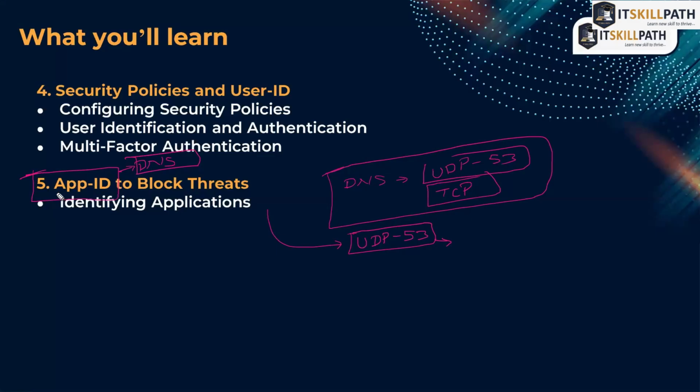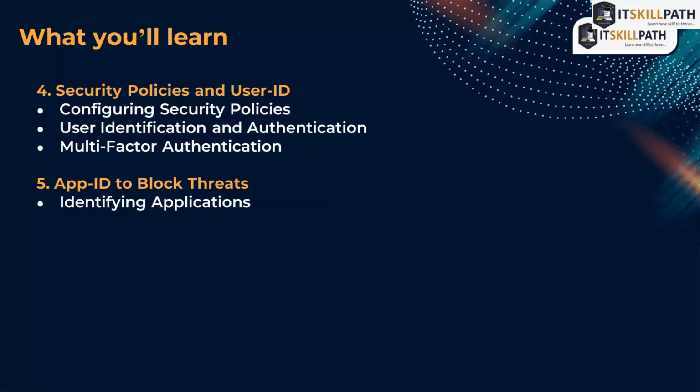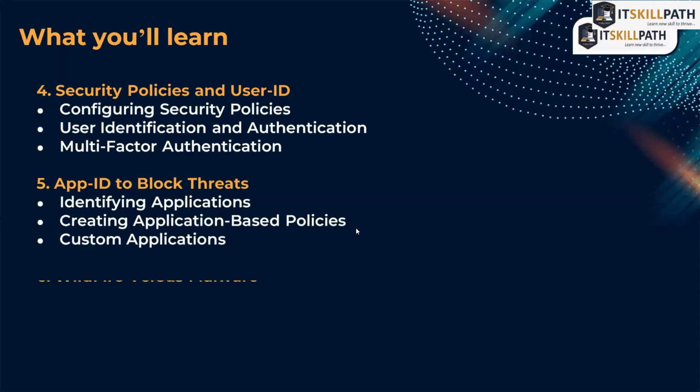Suppose you have allowed 443. On 443, every application works, like Google, Facebook, Instagram, whatever. But if you allow Facebook only, it will only allow Facebook irrespective of IP and port. We'll see that in today's demo session. It has the capability to identify the application, and we can also create custom applications based on the requirement.